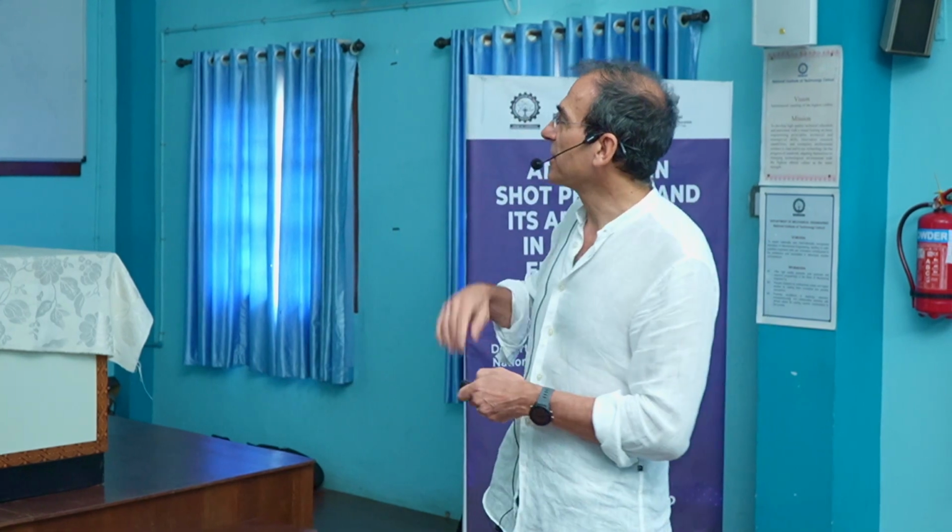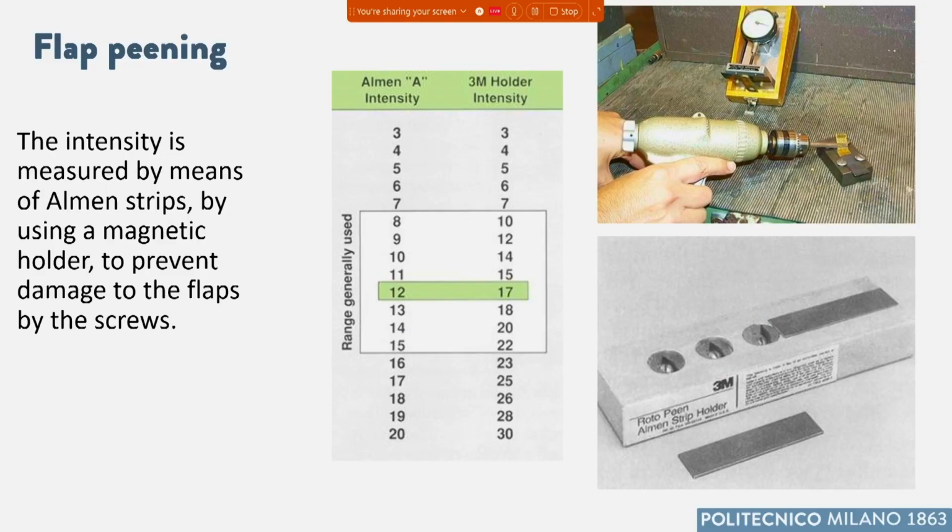Here, indeed, you can see the relation between the traditional Hellman intensity and the Hellman intensity measurement done with flap peening. Why? Because with flap peening, we are not using the screw, but we are using a magnetic cord to prevent the damage of the flaps. If you are using the screw to fix the Hellman strip, the flap could be damaged by the contact with the screw. So screws are avoided.